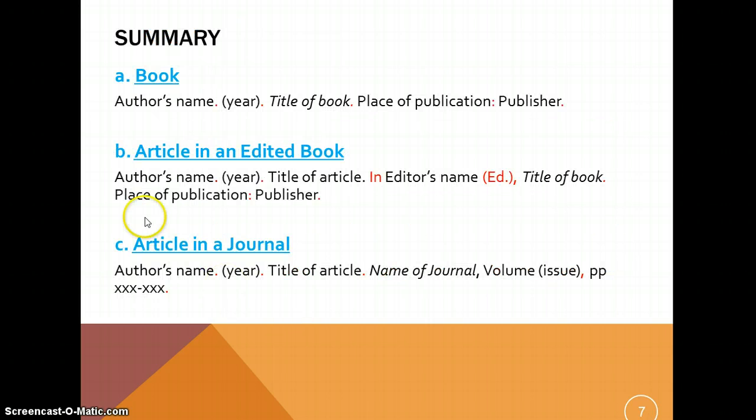So let's sum up. In a book, we have author's name, year, title of book, place of publication, and publisher. For an edited book, the author of the article, the year the article was published, the title of the article, and then the information about the book in which the article was published. And here we have an article in a journal, the author's name, the year it was published, the title of the article, and the publication information.